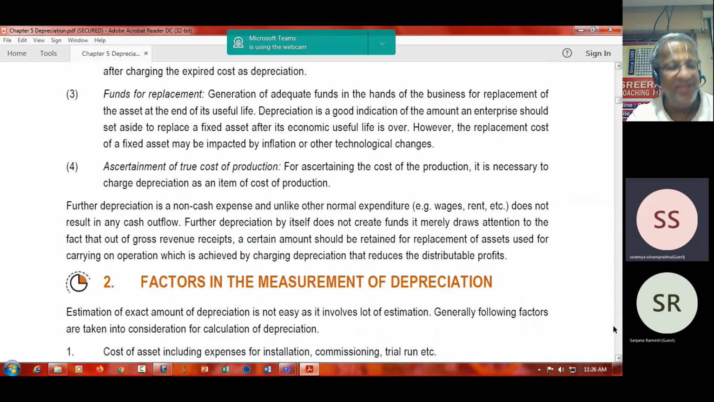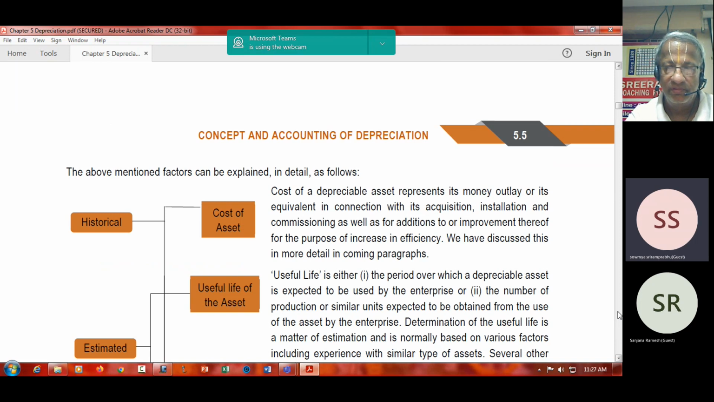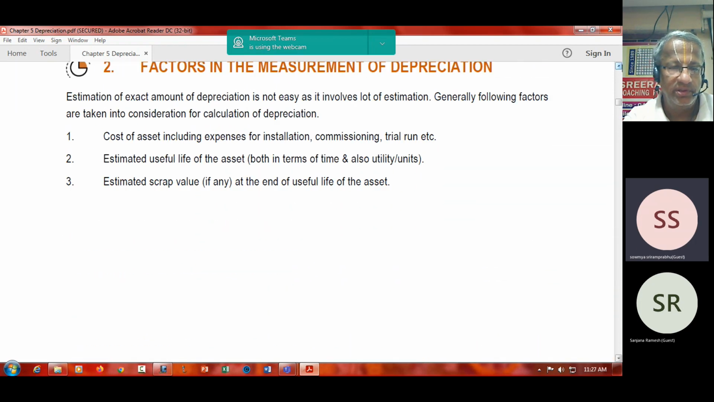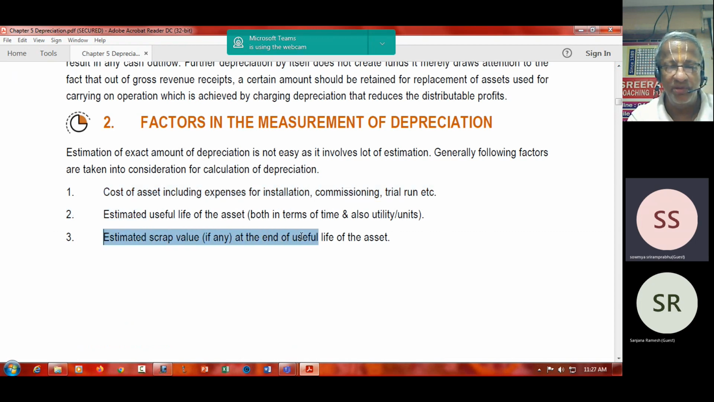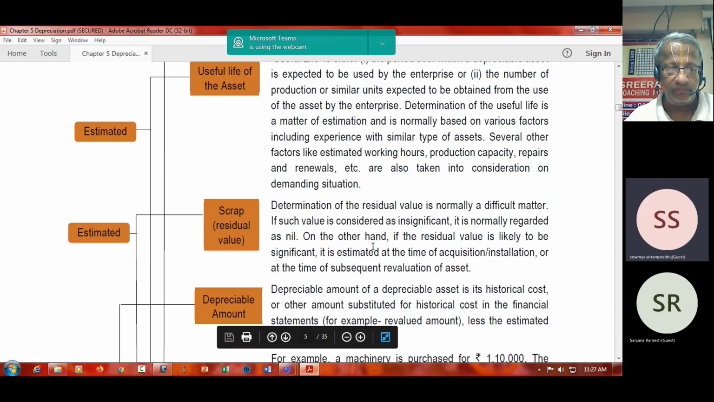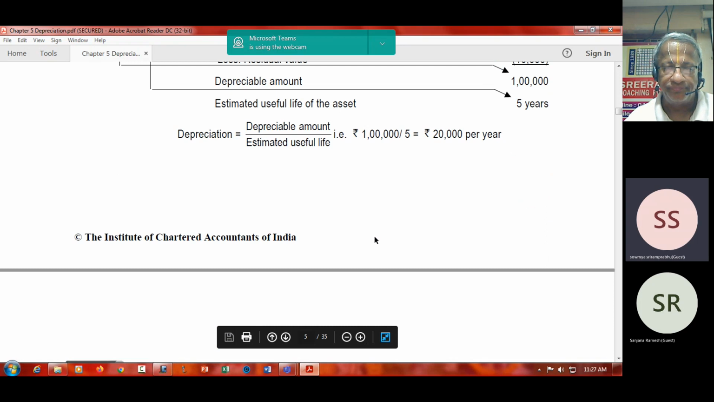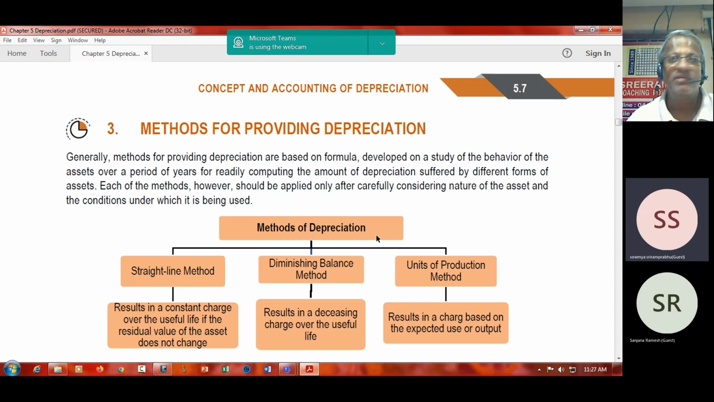For depreciation, we have already taken up the scheme of journal entries as part of adjustment. Here you see factors influencing cost, estimated useful life, estimated scrap value. Cost includes all those expenses which are incurred to bring the asset to its working condition.